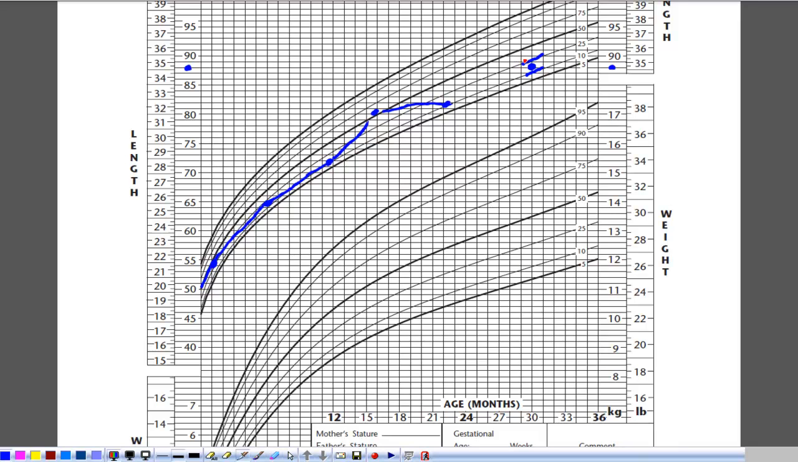and the age. Okay, so I hope that that'll help you interpret these charts, get a feel for what they mean, and I will see you in the next video.